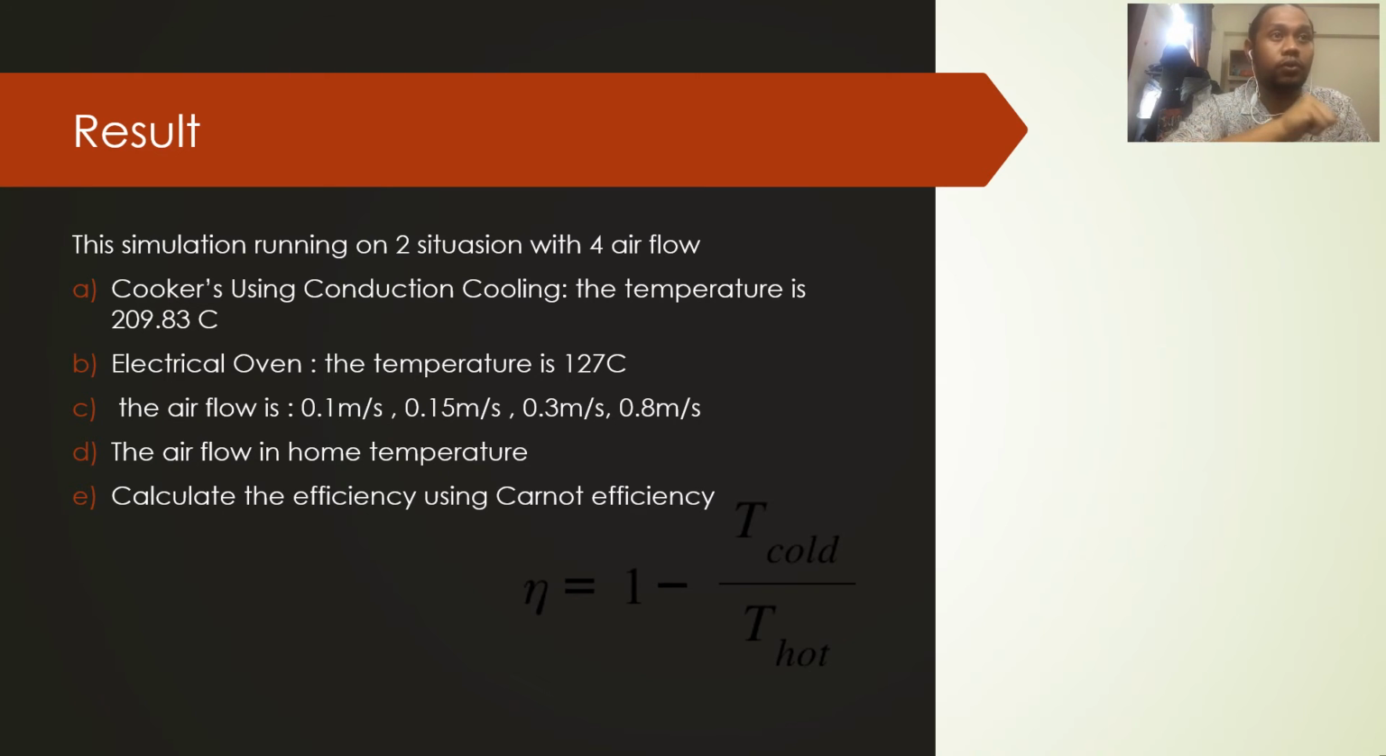The air velocities are 0.1, 0.15, 0.3 and 0.8 meters per second. This is the velocity that we use. The temperature I set for the airflow is room temperature, 26 Celsius. And this is how we calculate efficiency, using the Carnot efficiency.